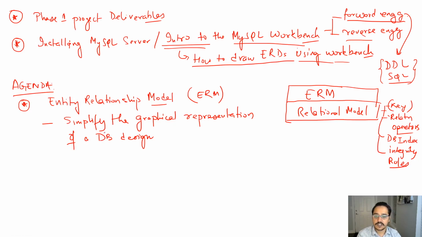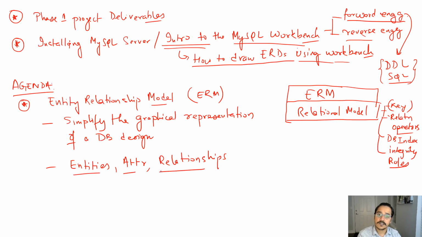The basic building blocks of the entity relationship model are entities, attributes, and relationships. We are not going into constraints as such for the time being. So what we want to do in this video is to take a deeper dive into these three individual components and see how they play out in the whole designing process.